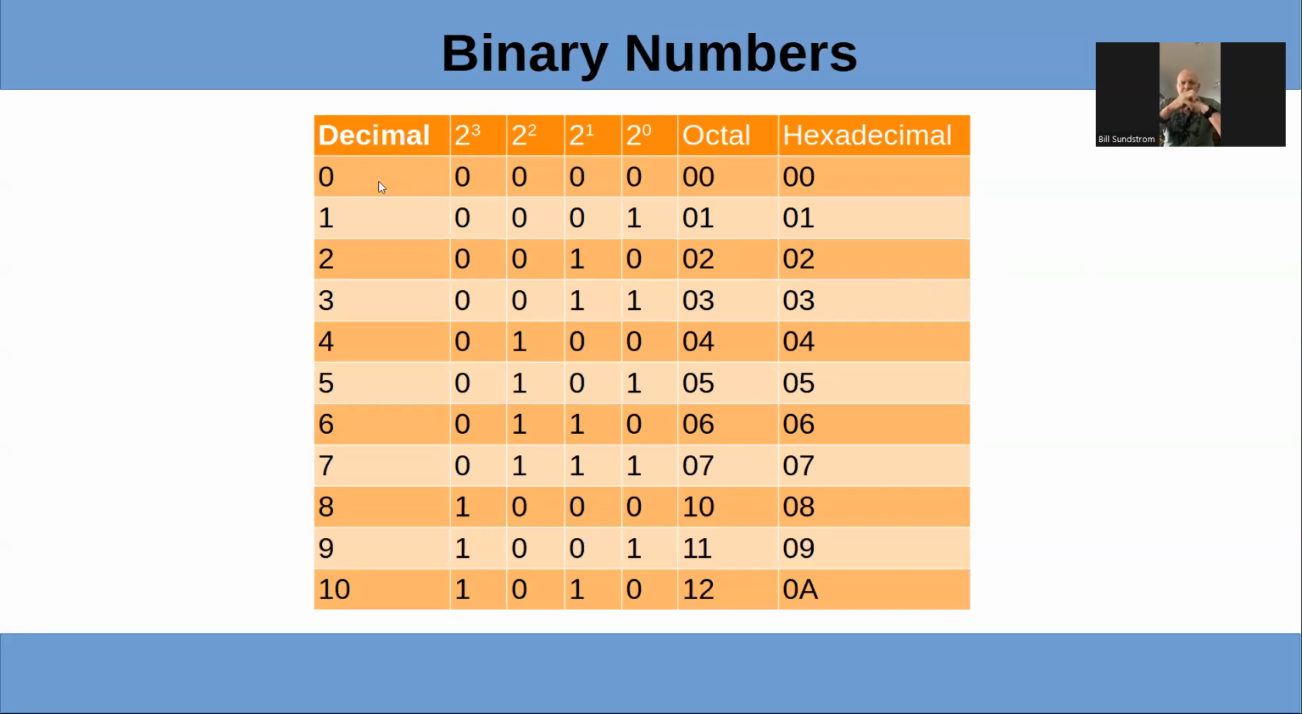This chart shows the comparison between the decimal numbers 0 through 10 and binary representation, what it looks like in octal, and what it looks like in hexadecimal. So a 10 in binary is going to be 1010. In octal, it's 12. In hexadecimal, it's 0A or alpha.